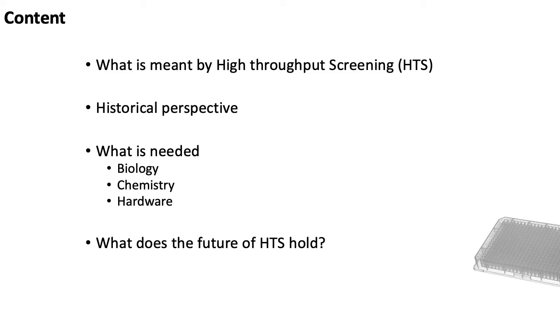The contents of this session is to look at what is meant by high throughput screening. We're going to look at the historical perspective of high throughput screening, of when it was discovered and when it was implemented. We're going to look at what is needed for high throughput screening, so things like the biology, the chemistry, and where we need the biology and the chemistry to work together. Also, we're going to look at the hardware, so these are things like the dishes that we use in high throughput screening. And finally, we're going to look at what the future of high throughput screening holds.